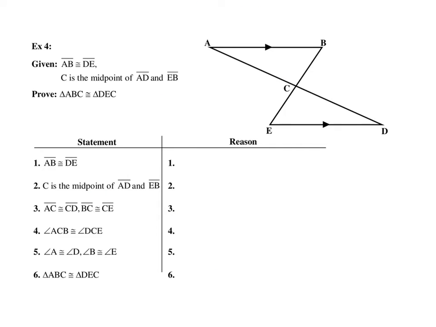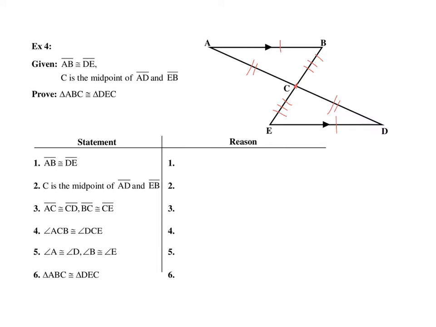All right, going into proofs now. All right, so just building off of what we've learned in the past. We have AB is congruent to DE. And C is the midpoint of AD and EB. So if it's the midpoint of AD, that means these are the same. And of EB, that means these are the same. Okay? All right, I need to prove that the triangles are congruent, that they're identical.